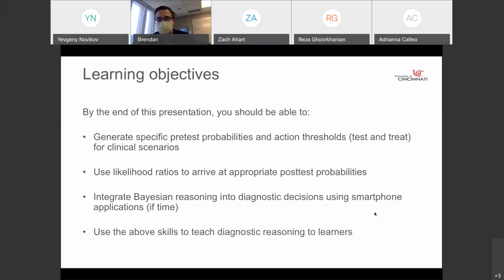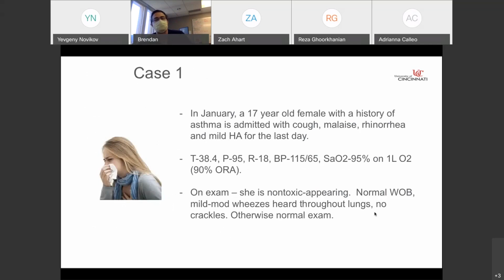Because I think as you'll see as we start talking today, a lot of what you already do in medicine is using these things that we're going to talk about today. You're just not using them directly and in a way that you have understanding of it. So I just want to start off with a case.